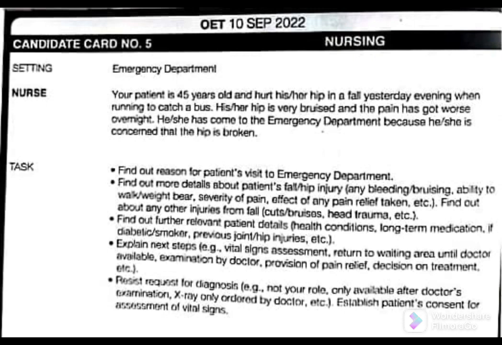Then the next task is to find out further relevant patient details regarding health conditions, long-term medication, if diabetic or smoker, previous joint or hip injuries, etc. Then we can ask for furthermore history. May I ask you a question regarding your health condition? Do you have any medical conditions or surgical conditions, or are you on any long-term medications? The patient is telling that no, I don't have any condition and I'm not on any medications. Then I can tell that, oh, it's fine to hear that you are perfectly all right in your general condition. And are you a smoker?